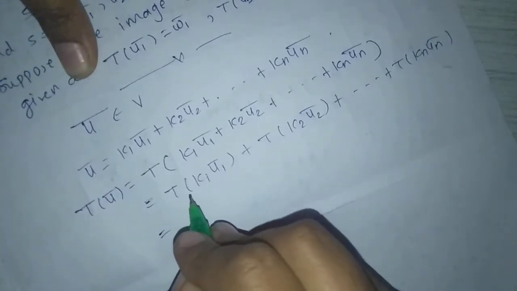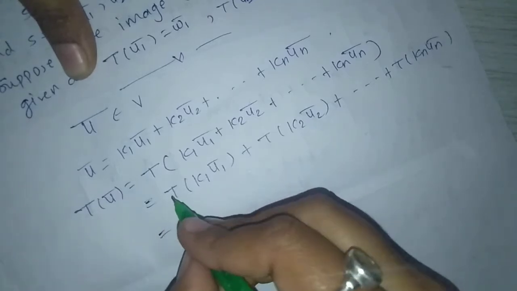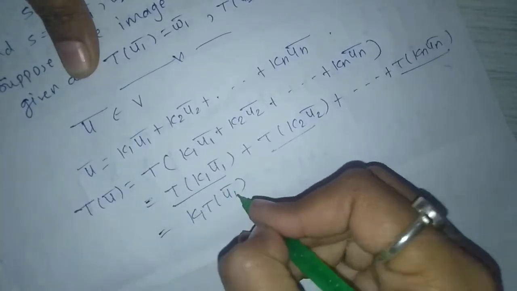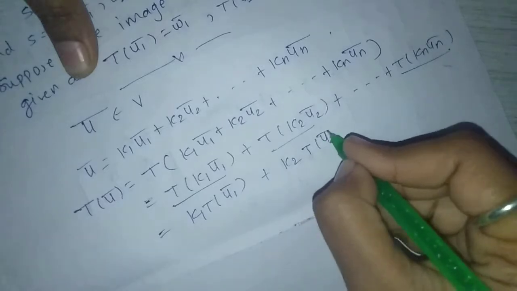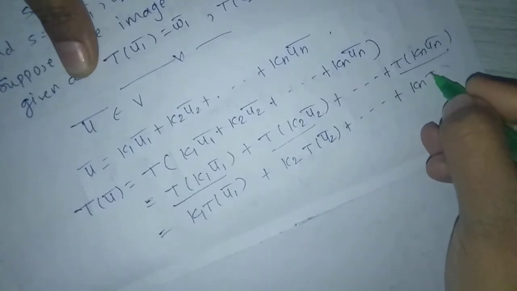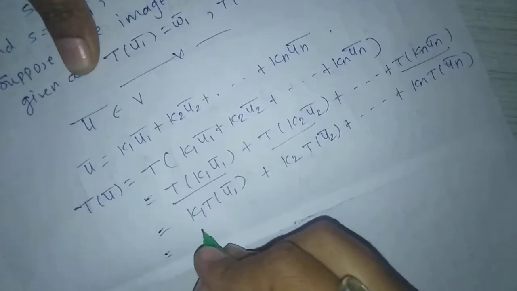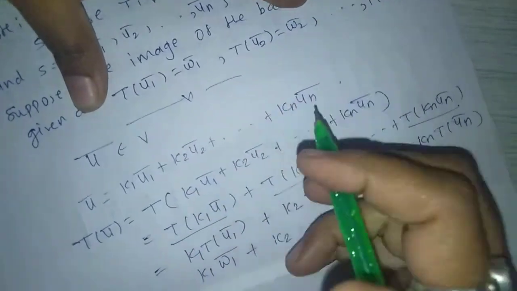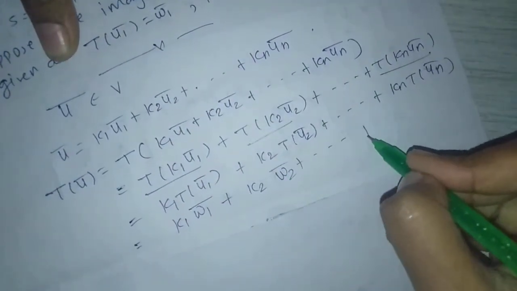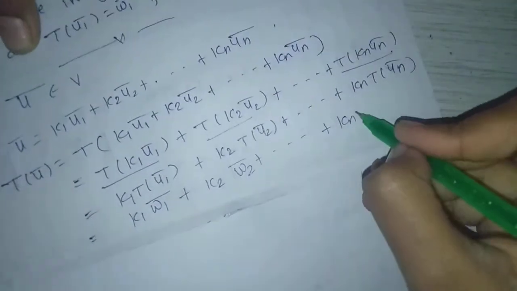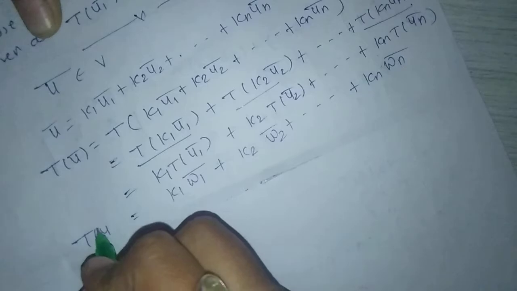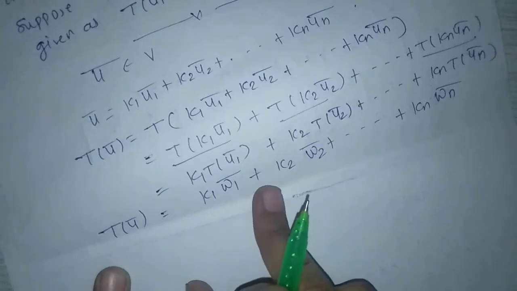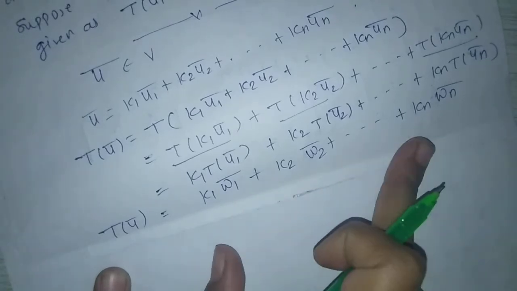T is a linear transformation, so T of k times u equal to k times T of u. We apply the second property. For this we get k1 times T of u1 bar plus k2 times T of u2 bar plus and so on plus kn times T of un bar, equal to k1 times w1 bar, since T of u1 bar equals w1 bar, plus k2 times w2 bar, plus and so on plus kn times wn bar. So the image of the element of V is in the form T of u bar equal to k1 w1 bar plus k2 w2 bar plus and so on plus kn wn bar.